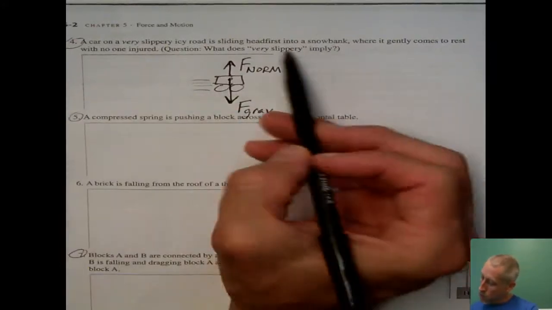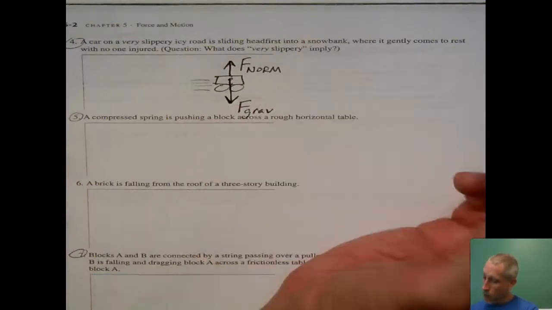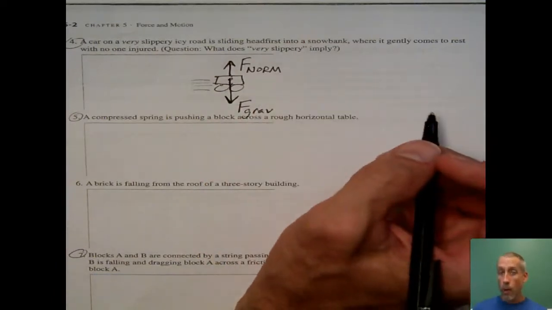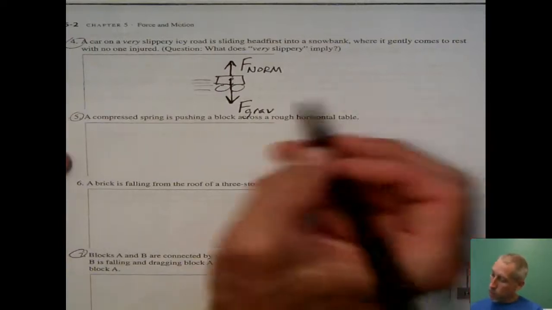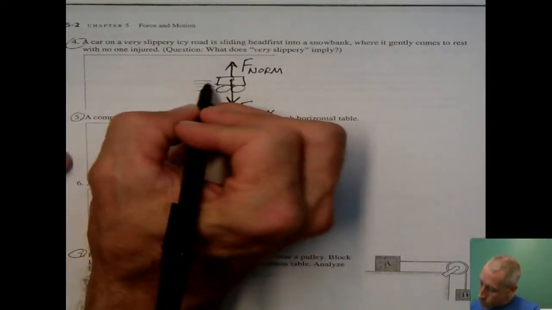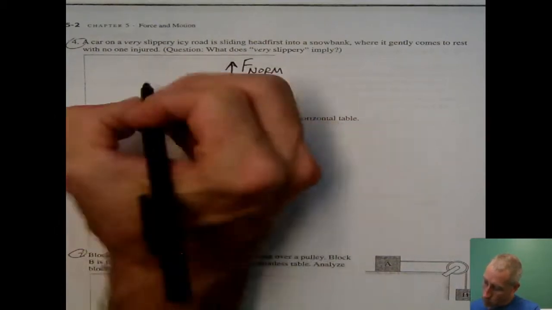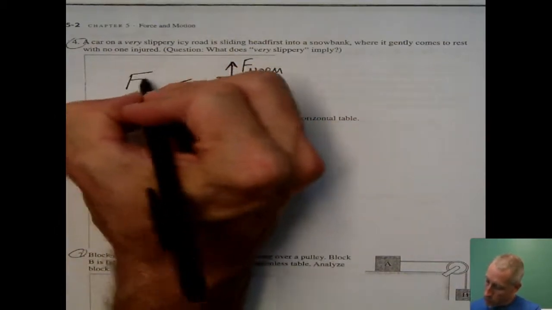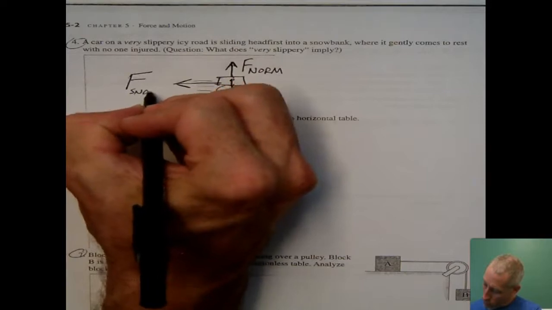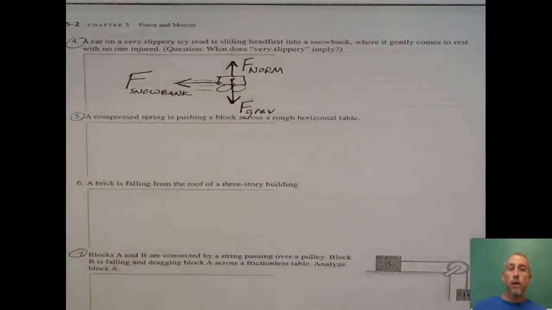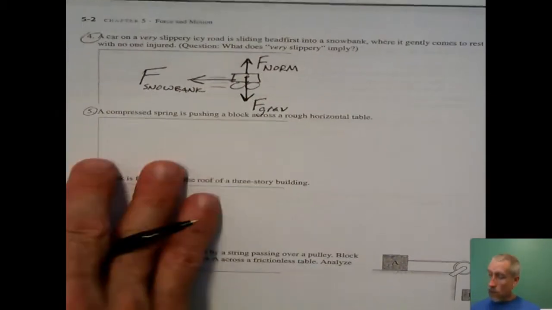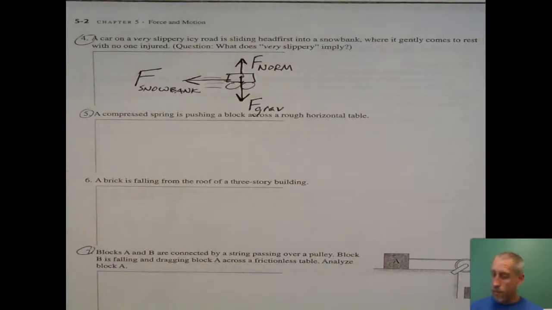Now it is coming to rest headfirst in a snowbank. That must mean the snowbank is in contact with it and is exerting a force. So the snowbank must be over here on the right, and so I would call this one of those generic forces, and I'll just write the force of the snowbank. If you can't name what is exerting the force, then don't include it in there. And that would be all that we would have on that one.